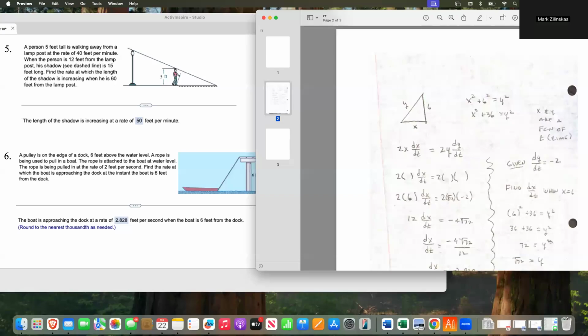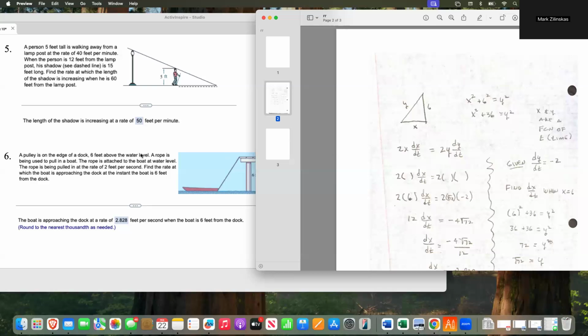Okay, so here is an example using implicit differentiation for a quote unquote practical application. What I did is I chose to do number 6 here, this boat problem. There are lots of classic problems like the shadow problem and so forth, but I'm just going to do this one here, and of course the examples will follow. This one outlines the procedure pretty clearly.